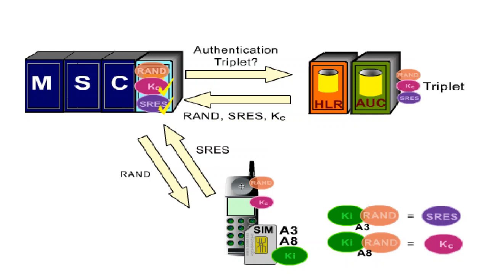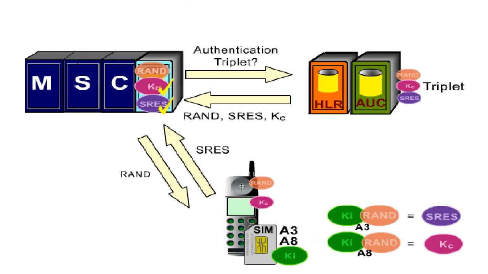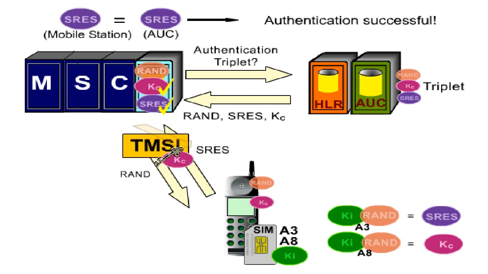Now, the VLR can compare both SRES numbers, one from the mobile station and one produced by the AUC. If both parameters tally, authentication was successful. Finally, the TMSI is transmitted in encoded form.